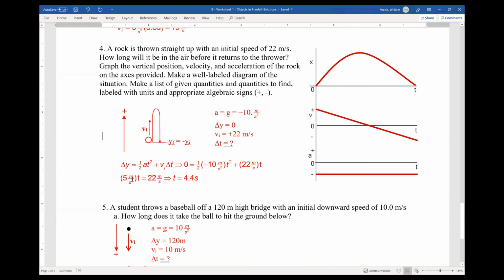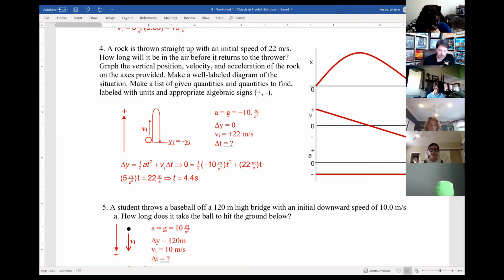Divide both sides by t, so then I end up getting 5 meters per second squared times t equals 22 meters per second. And if I divide both the 22 meters per second by the 5, I end up getting the time would be 4.4 seconds. So questions on number 4, graphs or math?